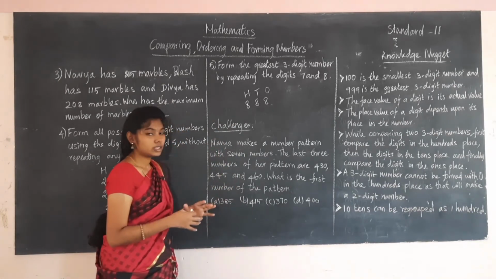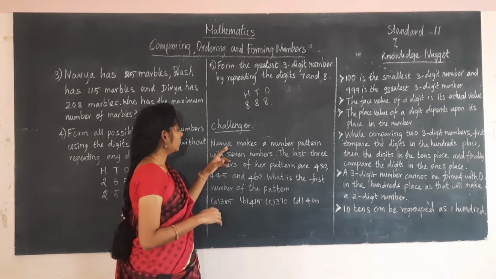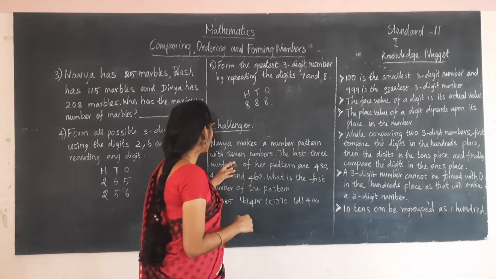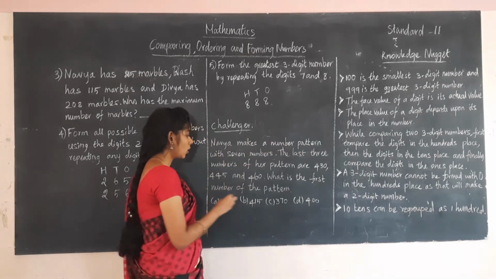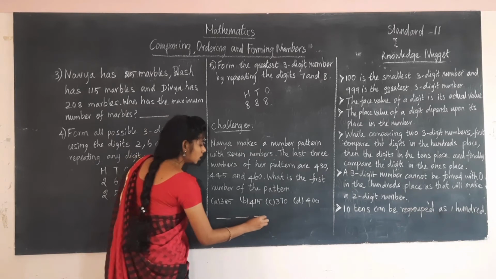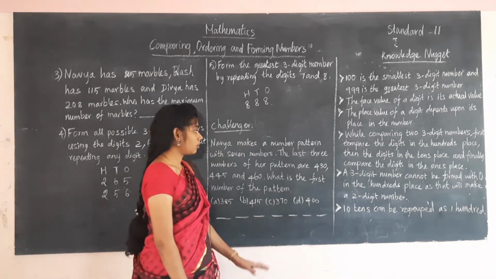Now we are going to see the challenge sum. You are going to do it as your homework sum. I am going to just explain it. Now she makes a number pattern with 7 numbers. So 7 numbers means 1, 2, 3, 4, 5, 6, 7. So totally 7 numbers she is going to make.